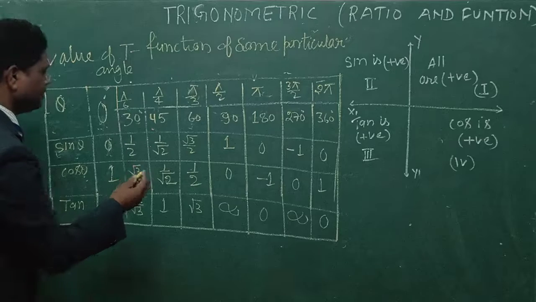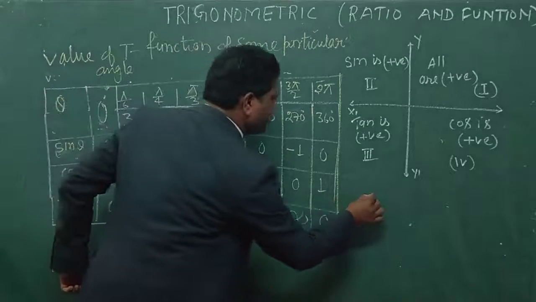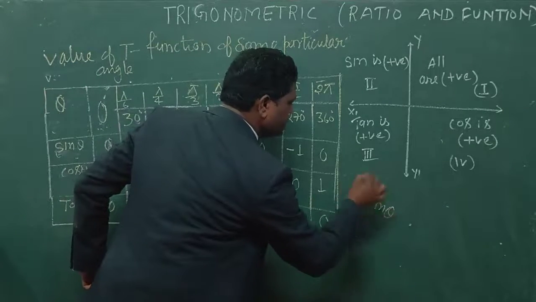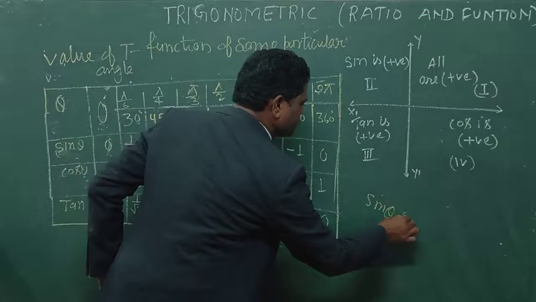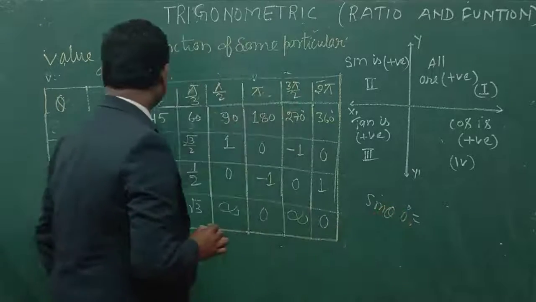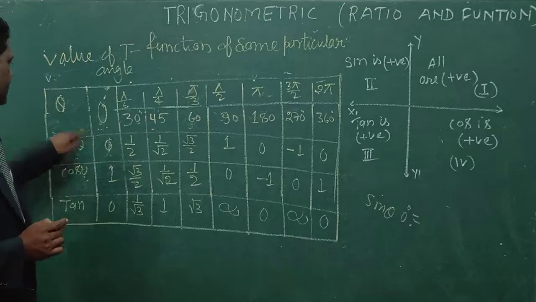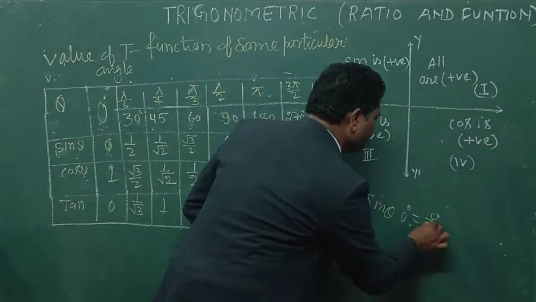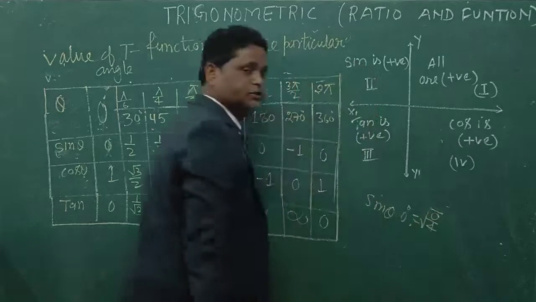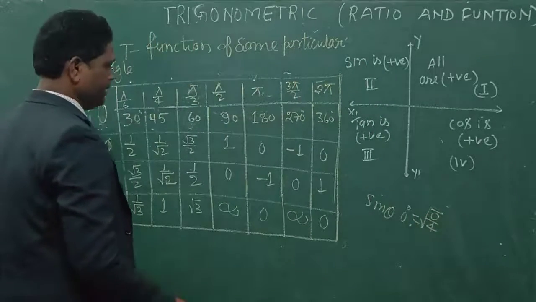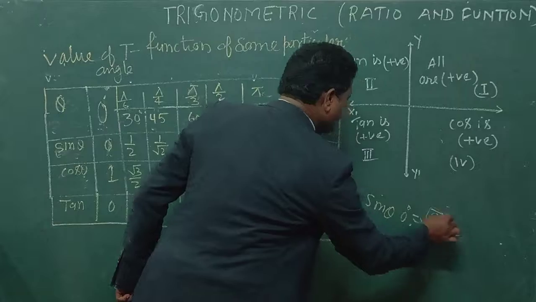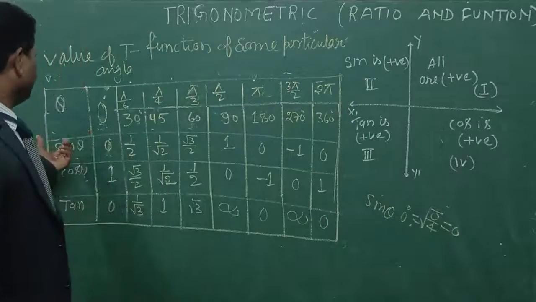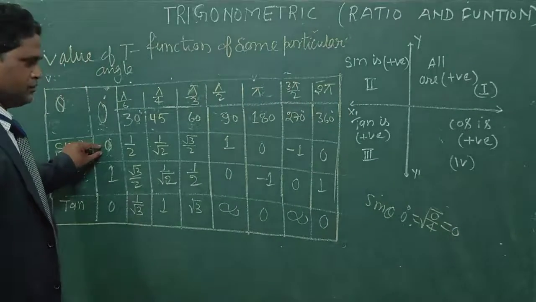So that is the formula. If you find sin theta at 0 degree, first of all write 0, so it is root 0 by 4. We get the answer 0. It means the sin 0 degree value is 0.